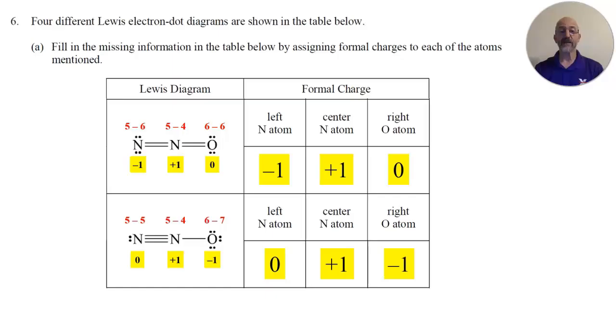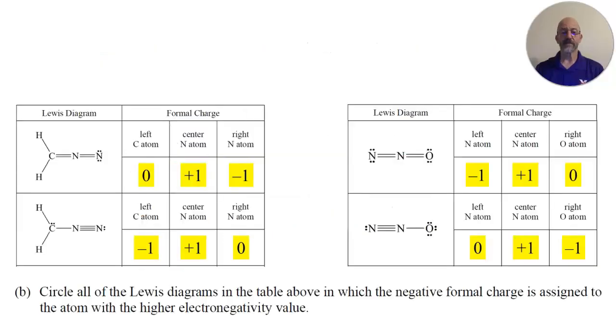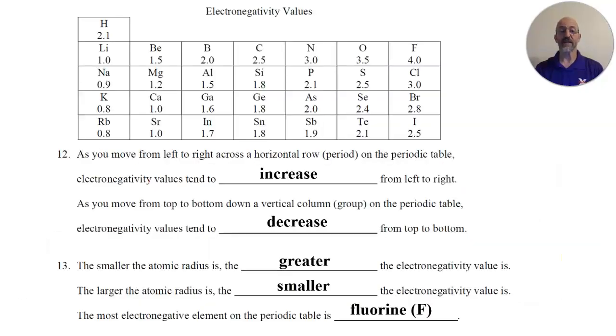Now, again, we didn't see any Lewis diagrams that had all zeros for their formal charges, so in Part B, let's consider electronegativity. So Part B says circle all of the Lewis diagrams in the table above in which the negative formal charge is assigned to the atom with the higher electronegativity value. So for those first two Lewis diagrams, the negative charge was either on the nitrogen atom or the carbon atom. And then the second two Lewis diagrams, the negative formal charge was either on the nitrogen atom or the oxygen atom.